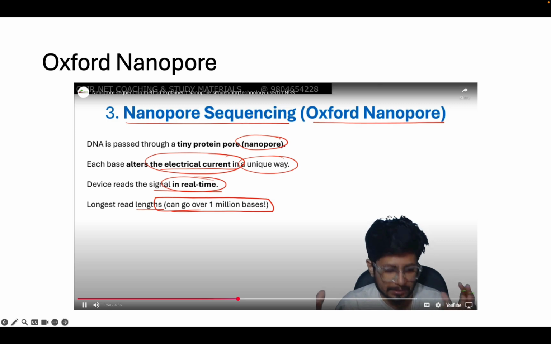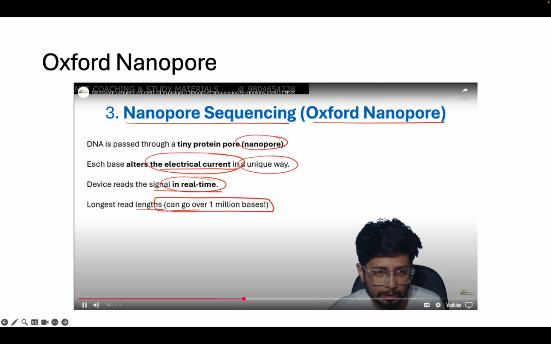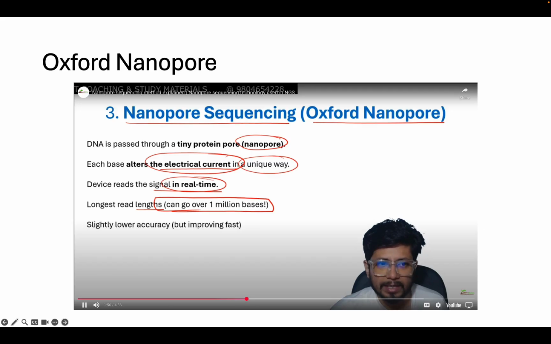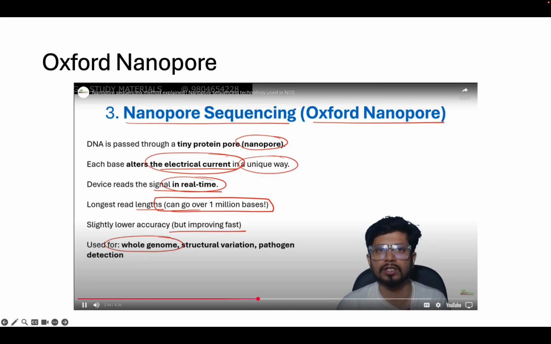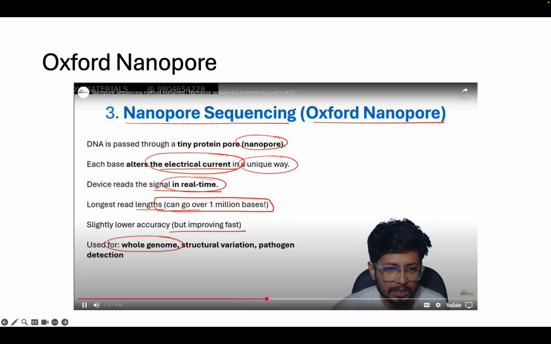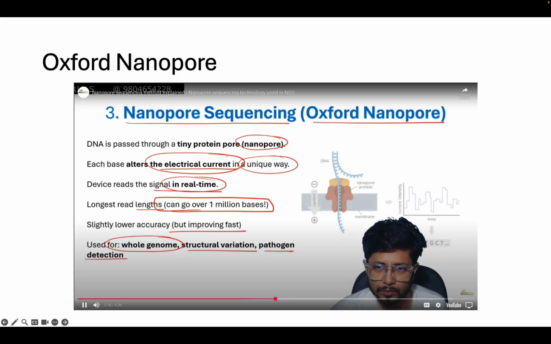That is the advantage of nanopore here compared to the other Illumina and Ion Torrent sequencing. Slightly lower accuracy, but improvement is going on very fast to make it better over time. It is used for whole genome sequencing because the whole genome size is much bigger. So we need to read lengthier forms of the DNA. For structural variations and also for pathogen detection, we use nanopore sequencing or Oxford Nanopore sequencing.